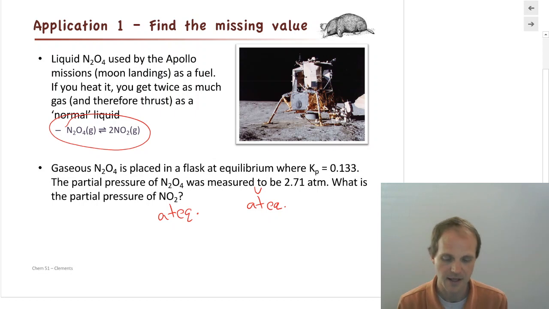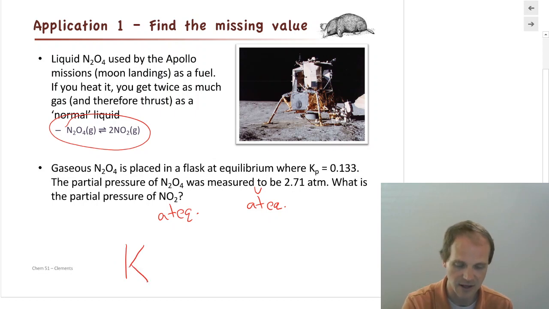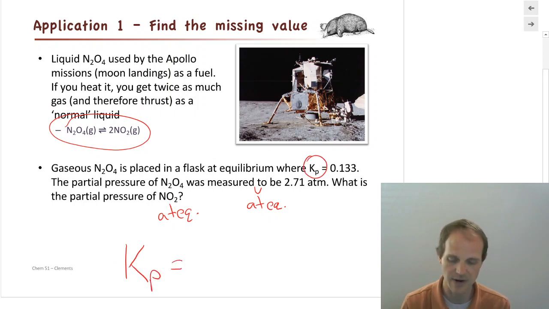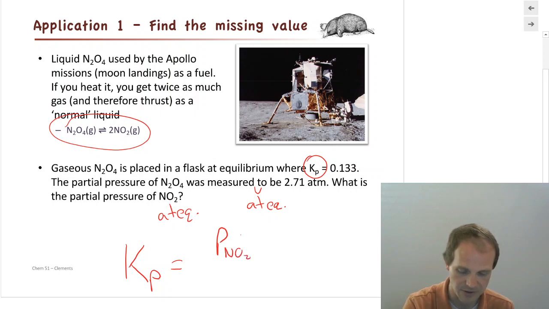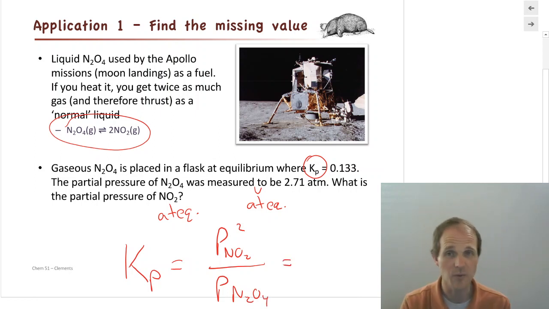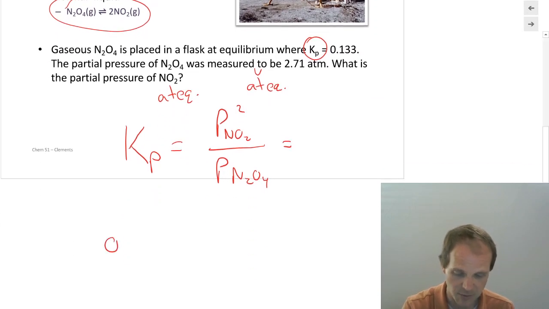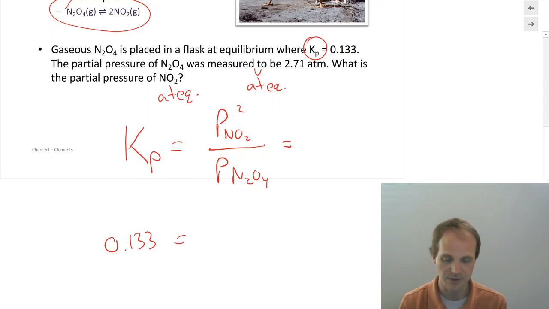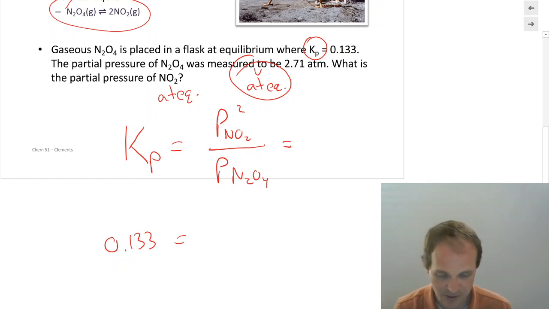So what do we do? Well, when you're getting equilibrium problems, the first thing you always want to write down is your K value. Now, all these things are in pressures, and I've got a Kp here, so I'm going to write down that. And it's just going to be the partial pressure of NO2 squared over the partial pressure of N2O4 to the first. And let's figure out what do we know and what don't we know. We know that Kp is 0.133. We also know that at equilibrium, right? These are all equilibrium things. As soon as you write a K expression, they're all at equilibrium. If you don't want equilibrium, you write a Q expression. So we know that at equilibrium, the partial pressure of N2O4 is measured to be 2.71 atmospheres.